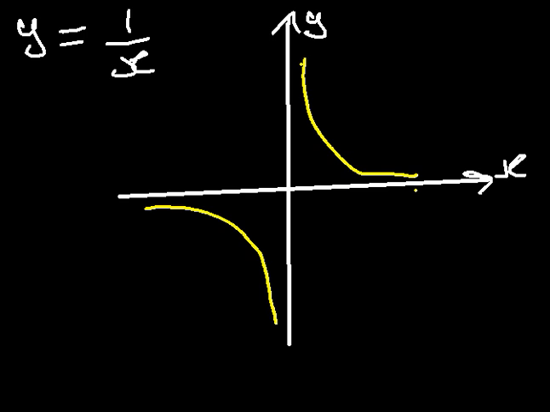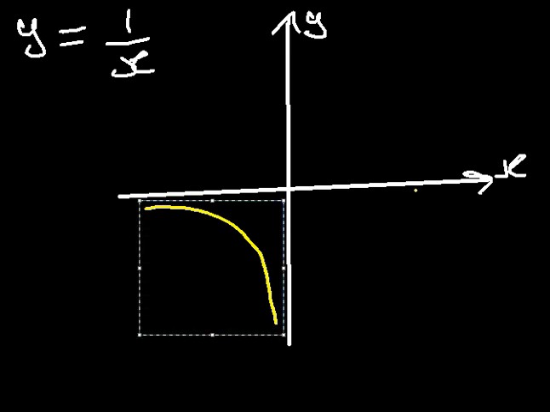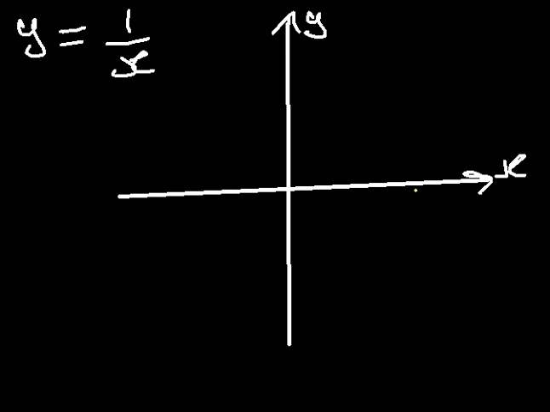And how about the reflection of the graph? Let's say we have a negative 1 here. If we have negative 1 here, it means the graph will reflect along the x-axis. This is how the graph will look like upon reflecting along the x-axis.